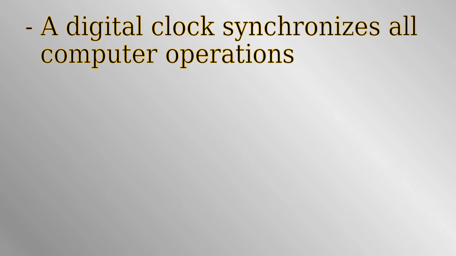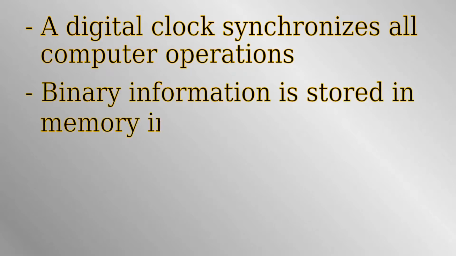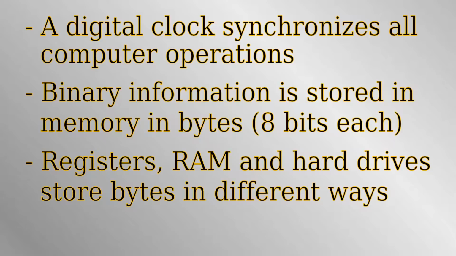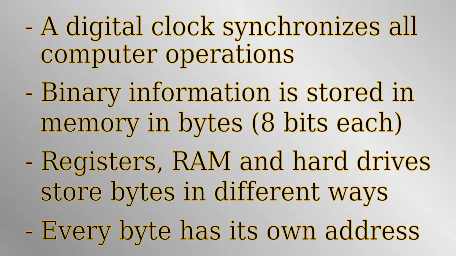To summarize, computers have a clock which synchronizes the operations being performed and ensures that there is enough time to finish performing one operation before starting another. Computers process binary numbers in groups of 8 bits called a byte. Registers are used to store numbers during computations, and at other times numbers are stored in the cache, in random access memory, and on a hard disk. Each byte in memory has its own unique address, which is itself a binary number.